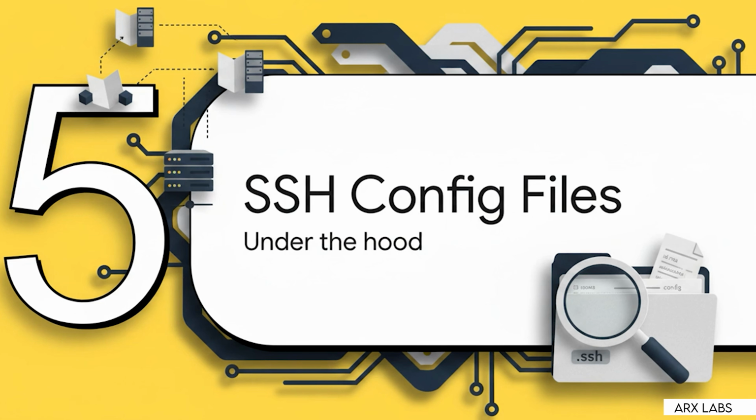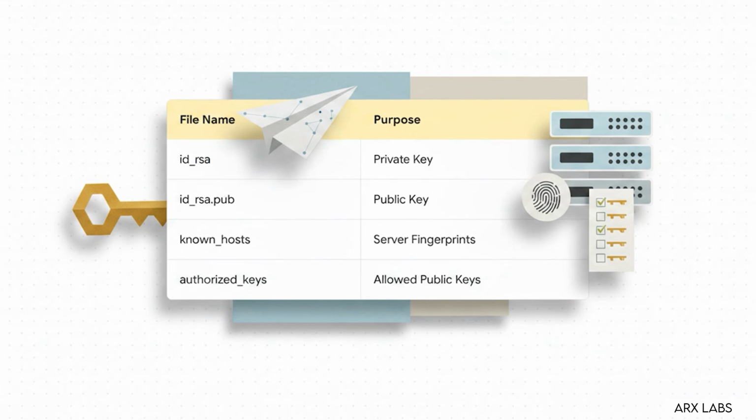Important SSH configuration files. If you truly want to master SSH, you really need to know what's happening behind the scenes. So here is your ultimate cheat sheet for the hidden .ssh folder. First up, id_rsa. That is your default private key, the one you fiercely guard, like we talked about. Then there's id_rsa.pub. That's your default public key, the one you can just freely share with any servers you want to access. Then we have the known_hosts file.